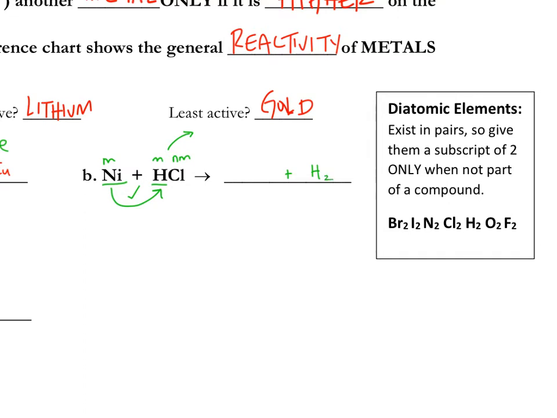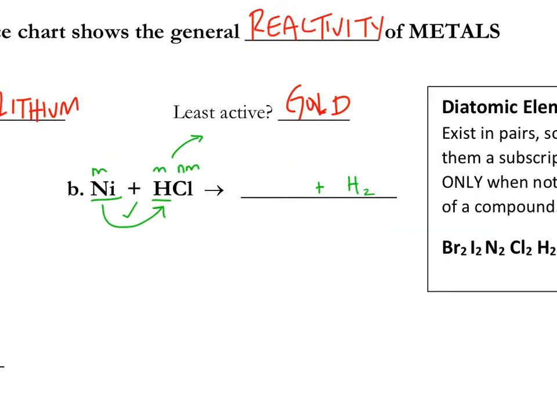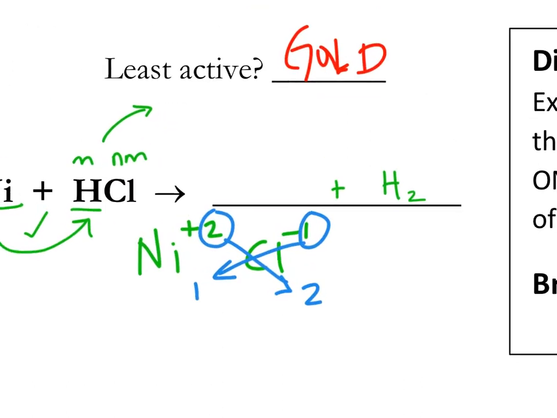Okay, so now I need to figure out what's going to form between nickel and chlorine. Nickel is a transition metal. I'm going to go ahead and give you the charge for nickel. We're going to say it's a +2. And chlorine is in group 17. It's got a -1 charge. So when I cross those charges, the 1 comes down here for nickel and the 2 comes down here for chlorine. So I get Ni1Cl2, or simply NiCl2.